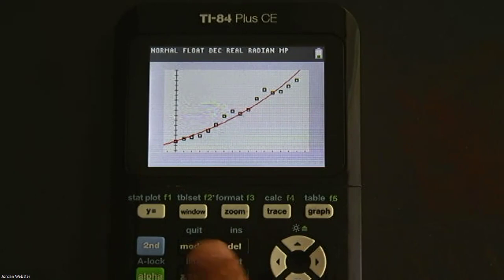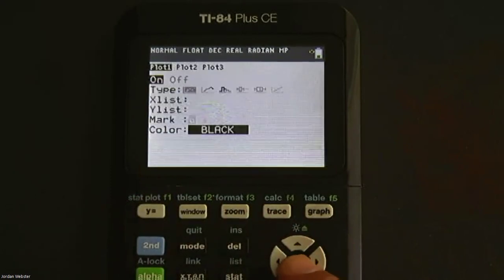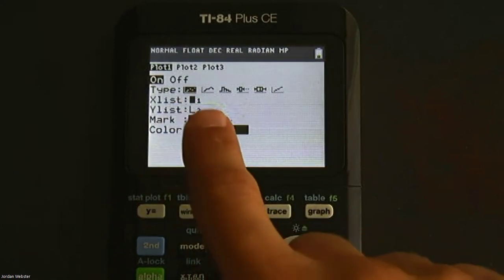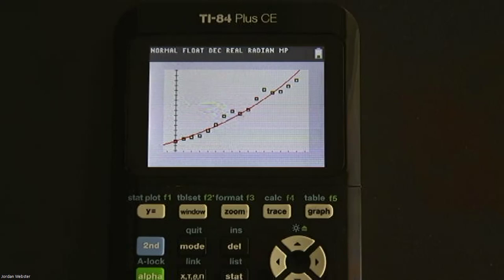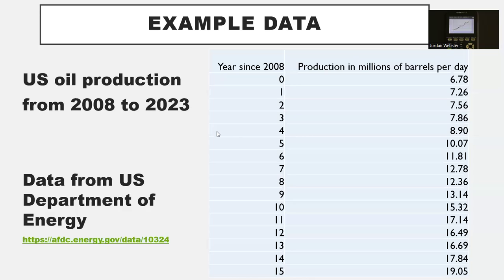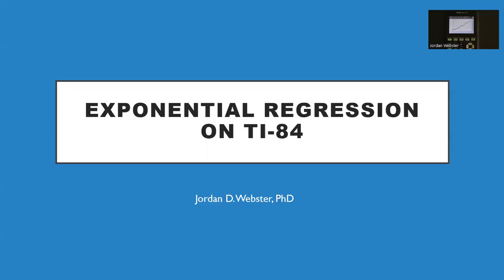Again, that's just making sure your stat plot is turned on with a scatter plot. X list is L1, Y list is L2. And then you get that. So you can see that exponential regression equation plotted along with the data in your calculator. Based on that prediction, using X values that are years since 2008 and Y values that are production in millions of barrels per day during that year, you can do lots of other things with that exponential regression equation as well. So that's how to deal with exponential regression on the TI-84 calculator.